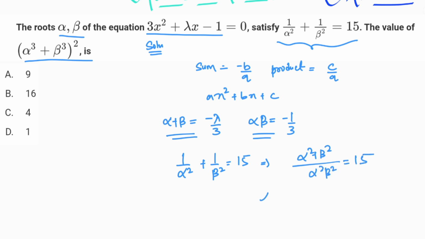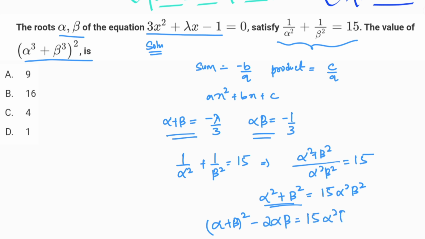If we do cross multiplication, we'll get alpha square plus beta square is equal to 15 alpha square into beta square. Now I can rewrite it as (alpha plus beta) whole square minus 2 alpha beta is equal to 15 alpha square into beta square. This is because it is simply alpha square plus beta square plus 2 alpha beta minus 2 alpha beta, and it will get cancelled and we'll be left with alpha square plus beta square.